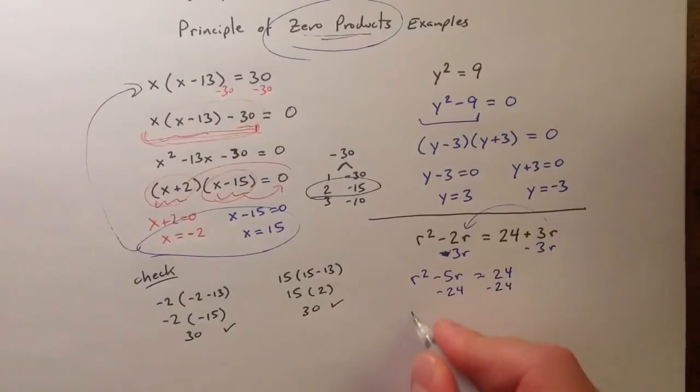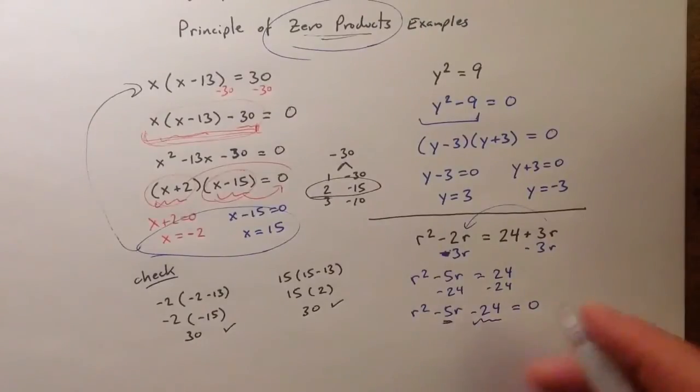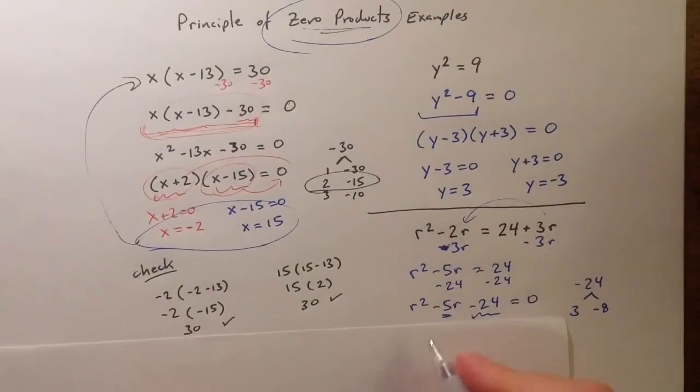So I get r squared minus 5r minus 24 equals 0, and now I want to try to factor this expression. I want to find a pair of factors that multiplies to equal negative 24 and adds to equal negative 5. For negative 24, the bigger factor has to be negative. 3 and negative 8 are going to work. So this factors as r minus 8 times r plus 3.